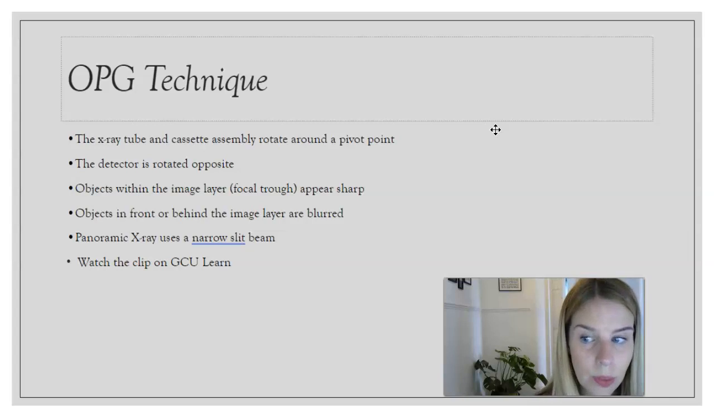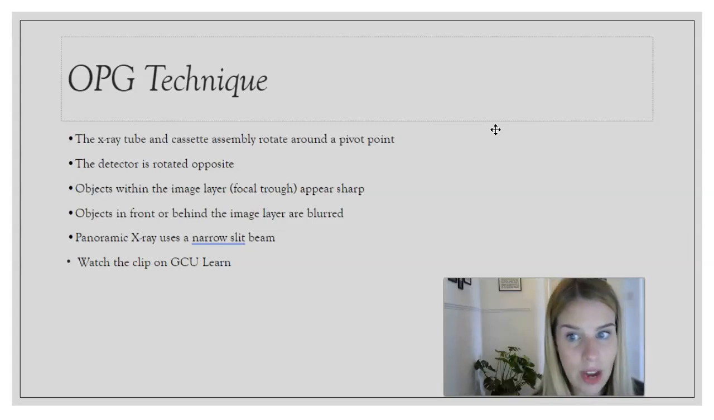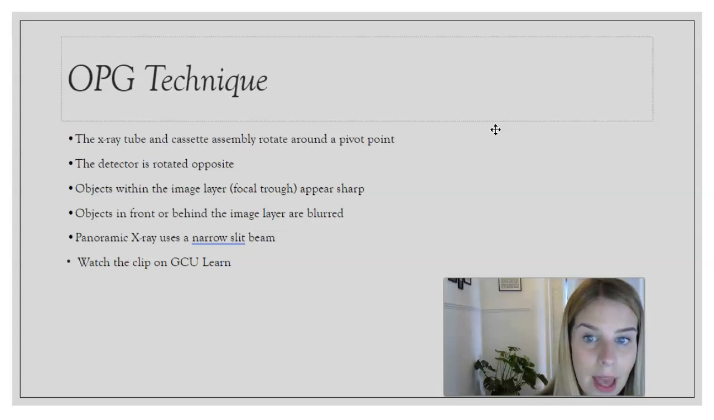So you've got the X-ray tube, and there will be a video for you to look at after this, because it'll be much easier for you to visualise. But essentially the X-ray tube and the cassette or the DR image receptor rotate around a pivot point, and then the detector rotates in the opposite direction, and then the objects within the image layer will appear sharp, okay? And then the objects that are in front or behind will appear blurred. So you have this panoramic view which has a sort of narrow beam. Okay, so you can even pause this just now and watch the video on GC Learn underneath this lecture, just so it's fresh in your head that you understand how the actual technique works.